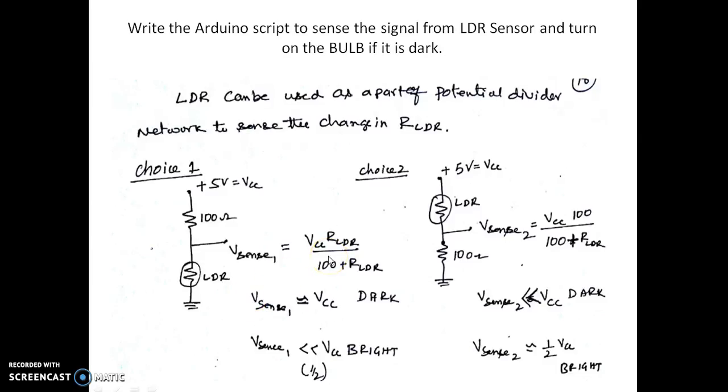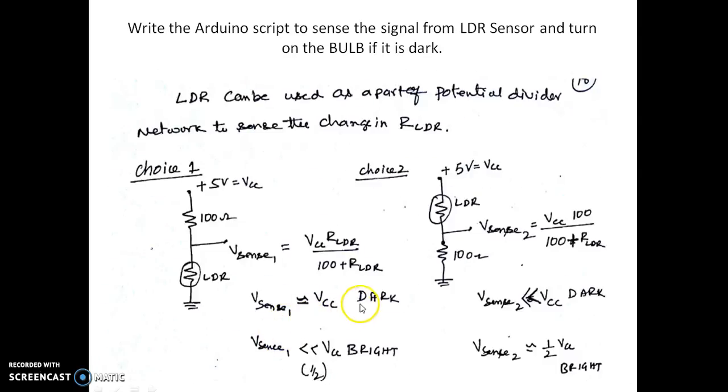When light falls on the LDR, its resistance is very small, maybe in the hundreds of ohms. Assuming R of the LDR is 100 ohm, we have 100 ohm in series with 100 ohm, so the voltage at V sense 1 will be almost half of VCC. This voltage change at V sense 1 is what will be connected to the Arduino board.